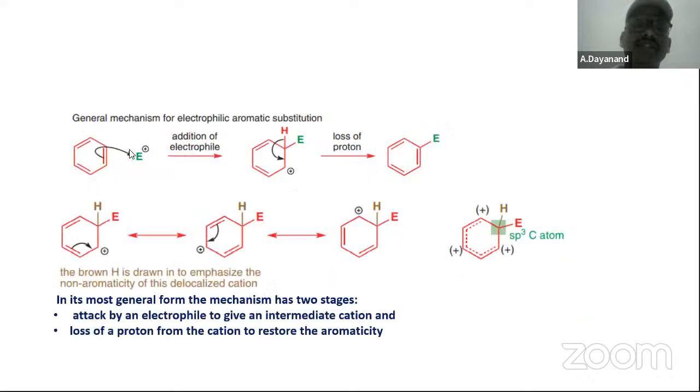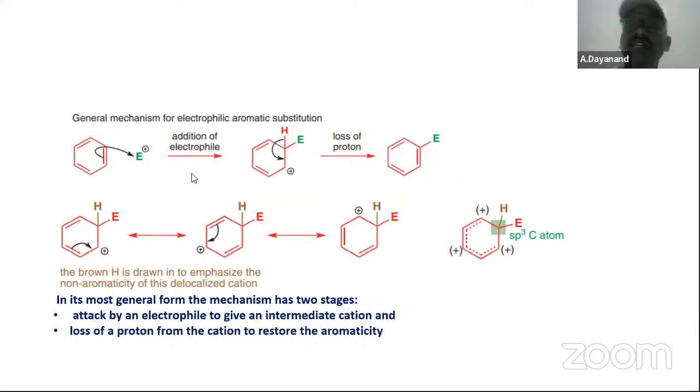Okay, what is the general mechanism? It is just attack of an electrophile, a sigma complex is formed, and the loss of the proton. It is called a sigma complex, or sometimes a Meisenheimer complex or Meisenheimer transition state. Okay, why? Because it has an sp3 hybridized carbon. We know that an sp3 hybridized carbon is a tetrahedral carbon. Attack of an electrophile gives an intermediate cation. Loss of the proton from the cation restores the aromaticity. Aromaticity is again restored. That is the general mechanism.